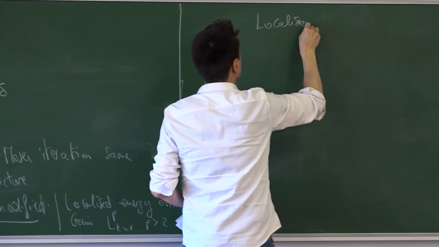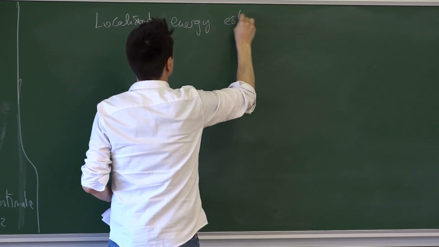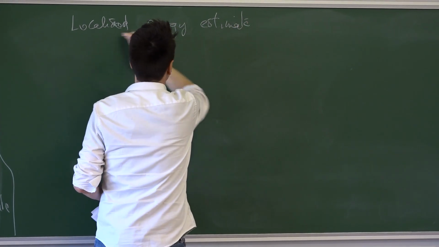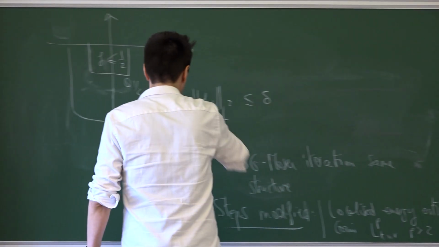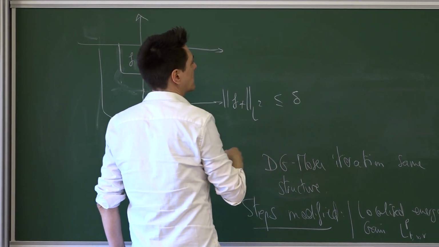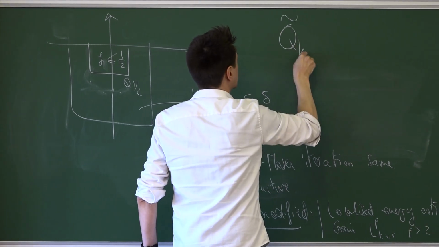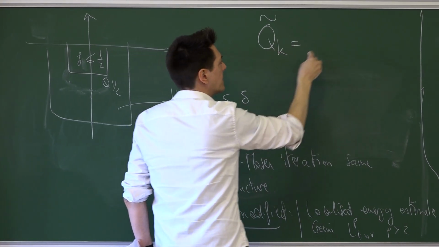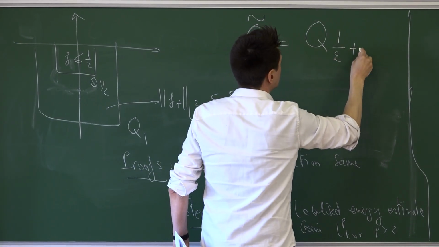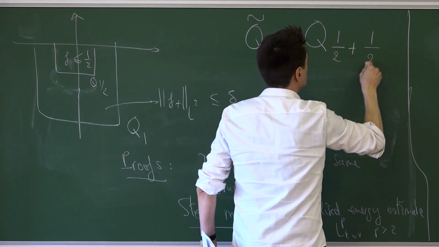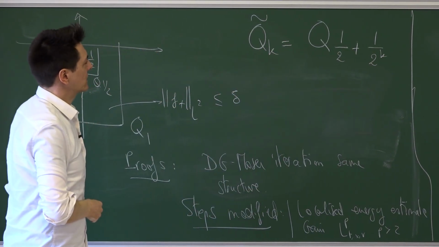Localized energy estimate. So as always, maybe I should write it once, in your iteration you do something like that. Let's call it Q tilde, so that will be Q1/2 plus 1/2 Q2K. I hope I write it correctly, I think so.